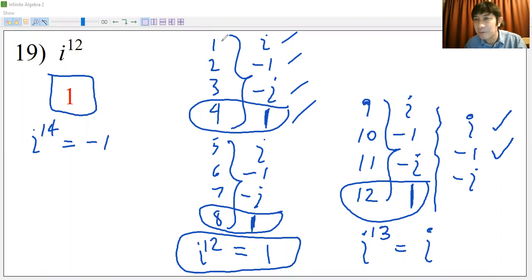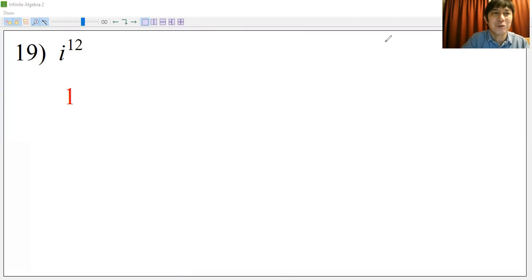How about i to the 15? Let's do the other questions. Let's continue with another screen. I think i to the 15 is one of the examples, so let's just continue there. But i to the 12, here's the answer: i to the 12 is 1, because it's part of the fourth in the cycle. I hope you were able to get that. Let's continue with the next number.